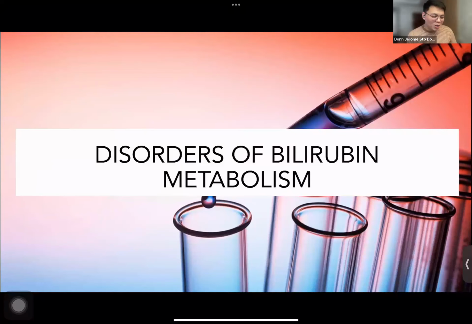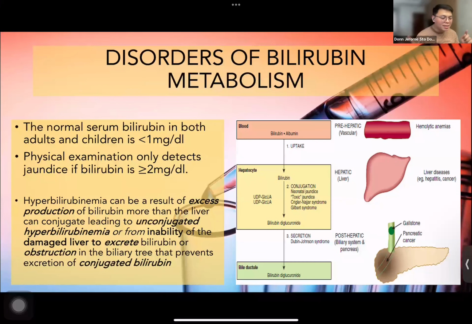Sige. So last is the disorders of bilirubin metabolism. So tatandaan nyo, the normal serum bilirubin in adults and in children should be less than 1 mg per dL. Pag lumampas, pag tumungtong na yan ng 1, ang tawag natin doon, hyperbilirubinemia. And that is different from jaundice. Tatandaan nyo, hyperbilirubinemia and jaundice are 2 different things. Jaundice being a physical examination finding. It's an objective finding of hyperbilirubinemia, and you can see it when bilirubin is approximately 2 mg per dL.